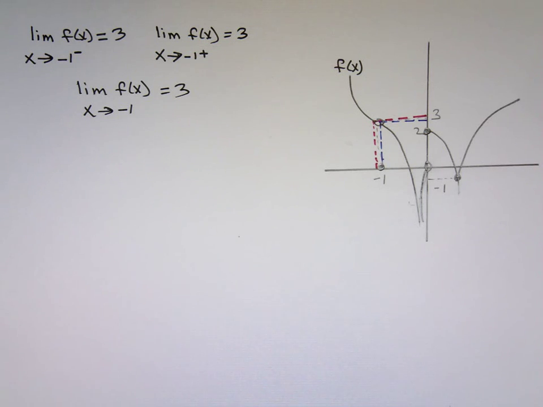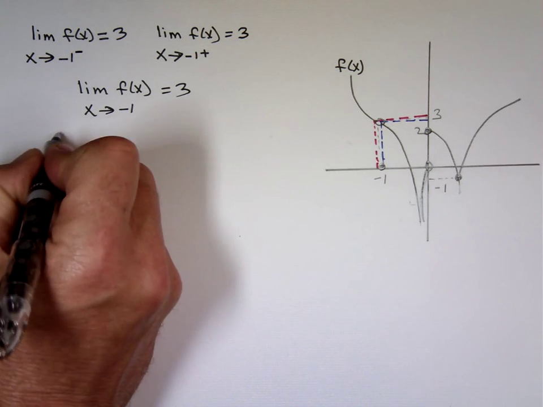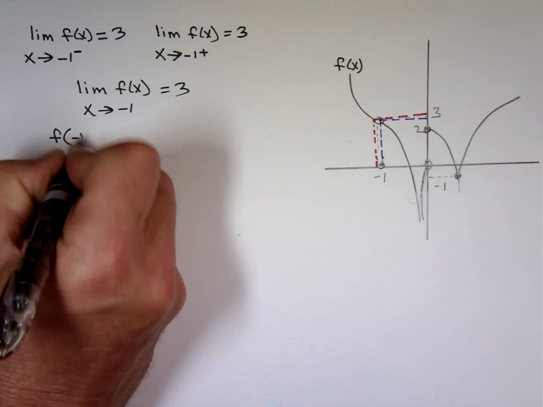Looking at my picture, not the limit here, what is the value of the function at negative 1? When x equals negative 1, what's the y value?